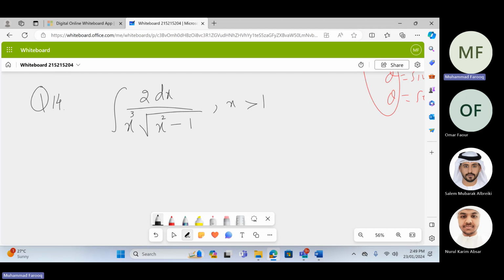One day cancel. Secant square minus 1. How much? Yes, secant square theta minus 1 is tangent square.